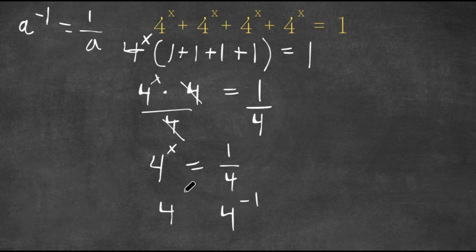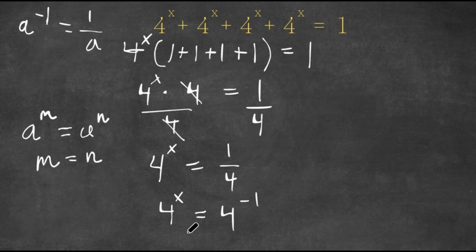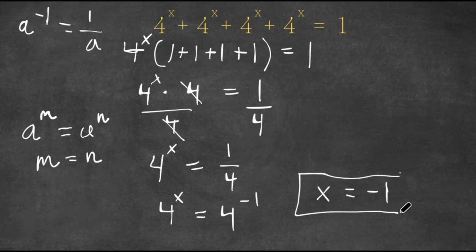So now I have 4 to the power of x is equal to 4 to the power of negative 1. And if I have something in the form a to the power of m is equal to a to the power of n, then this means that m is equal to n. So in this case, m is x and n is negative 1. So x is equal to negative 1. So negative 1 is our answer.